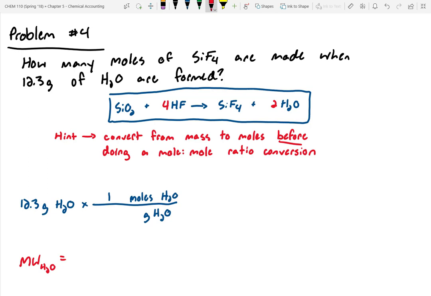Molecular weight of water, we've got 2 hydrogens, which is 2 times 1.01, plus 1 oxygen, which is 16.00. Whoops.